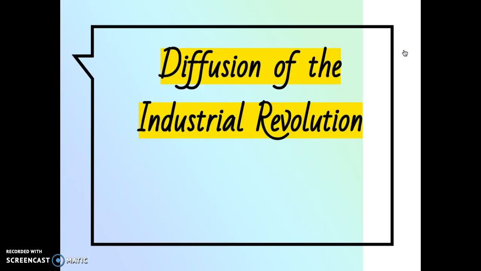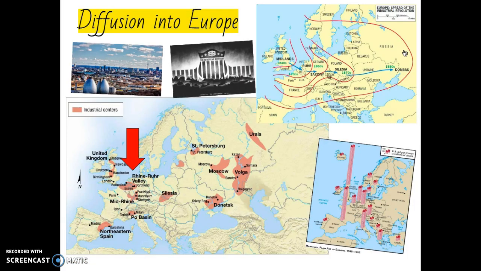Okay, so let's talk about the diffusion of the Industrial Revolution. We see the diffusion happen into Europe first. So it started off in Great Britain in the 1840s, and then we see the diffusion move through Europe throughout the 1800s. And it's established in places with the same locational criteria, those same site and situation factors that I just talked about that were present in Great Britain.